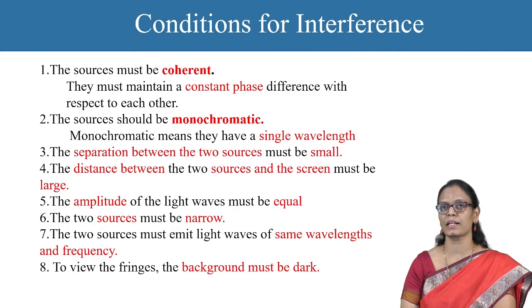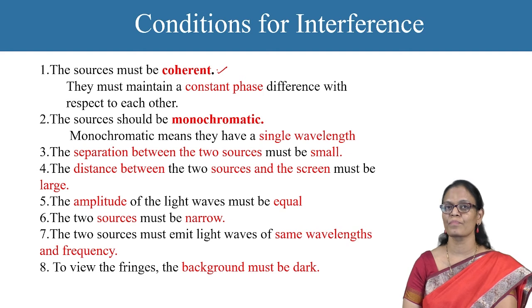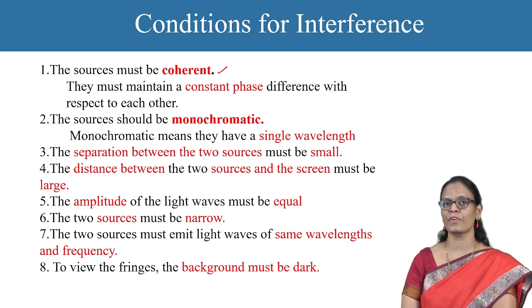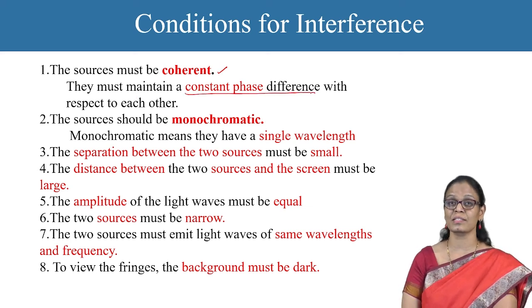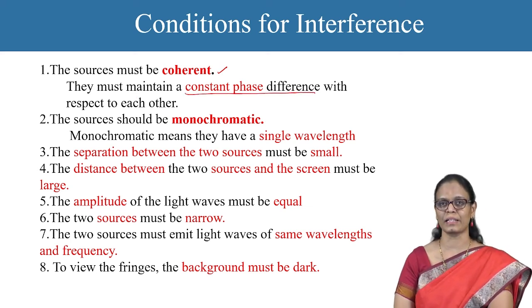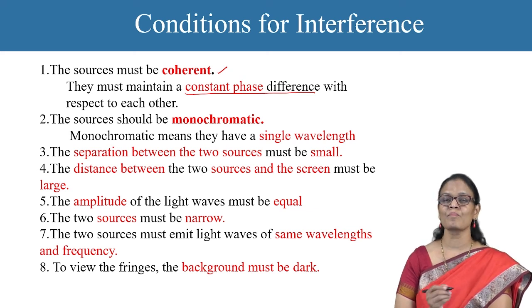Now let us see the conditions for interference. First condition is the sources must be coherent. Coherent always talks about constant phase. So they must maintain a constant phase difference. The state of vibrations of the particle should be constant. So that is what we are trying to understand.